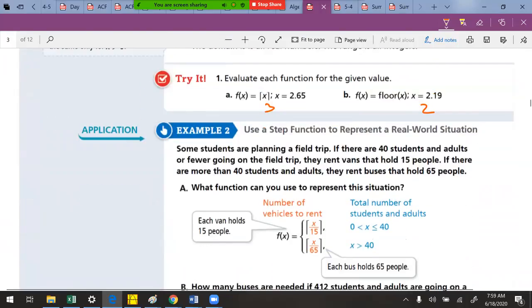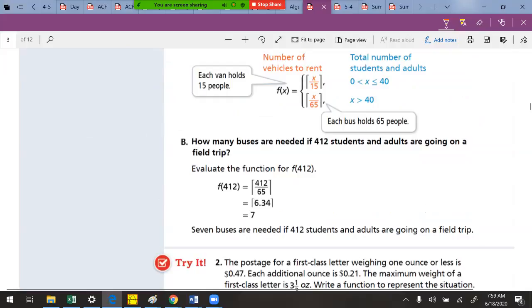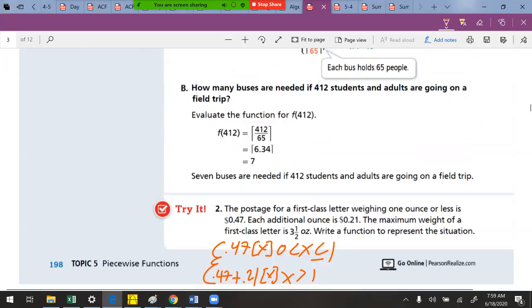Okay, let's look at the next example here. Some students are planning a field trip. If there are 40 students and adults or fewer going on the trip, they need to rent vans. But if there's more than 40, they're going to rent buses. So from 0 to 40, it's going to be the number divided by 15 because that's for the vans. Greater than 40, it's going to be divided by 65 because we're talking about buses. So let's figure out 412 students. Well, it's more than 40, so we're going to divide that by 65. Since it's a decimal, bigger than 6, it goes to 7.